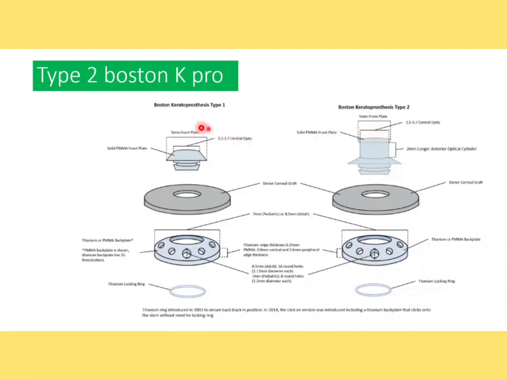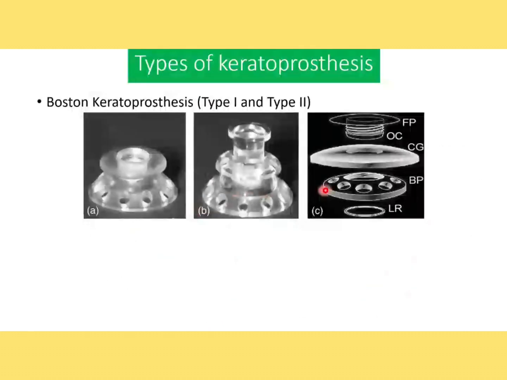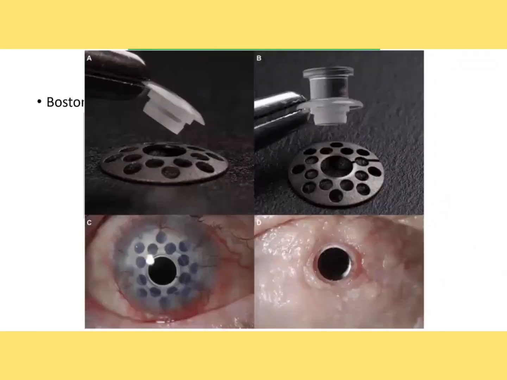So let me complete this thing first and then I will come to this point. This is the front plate, this is the back plate, this is the locking knob which is made up of titanium, and here this is the donor cornea. Okay, so here you have seen it right now.